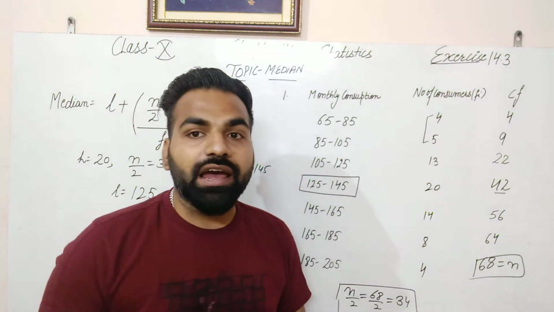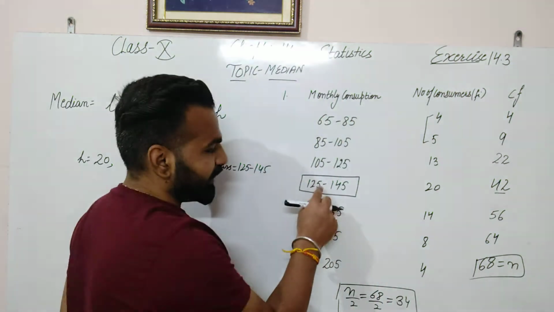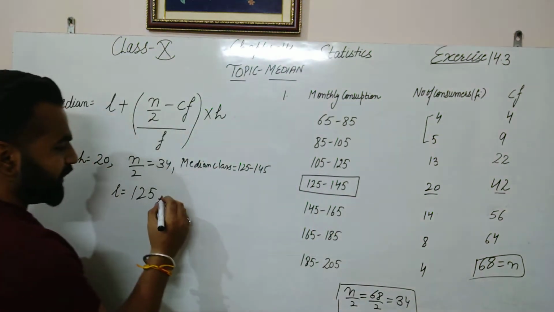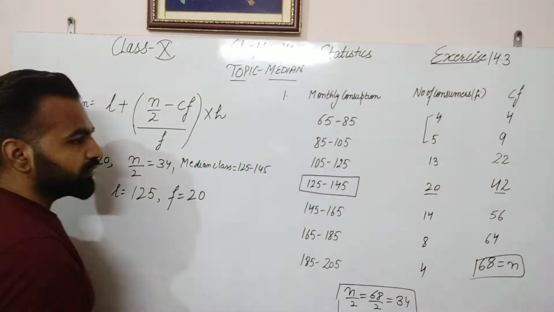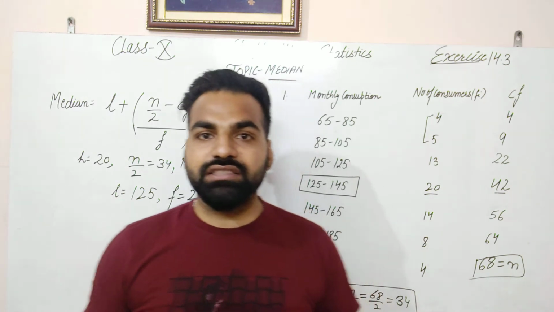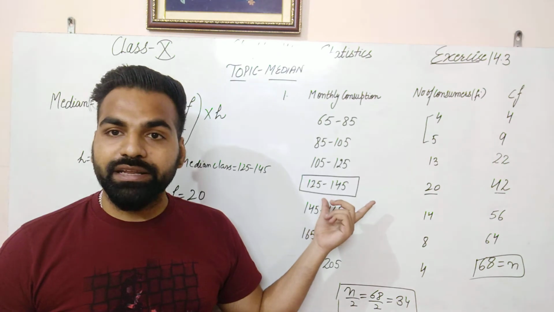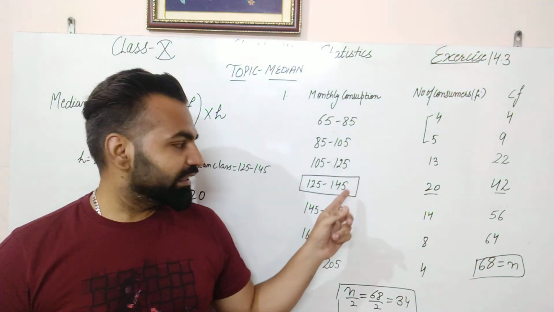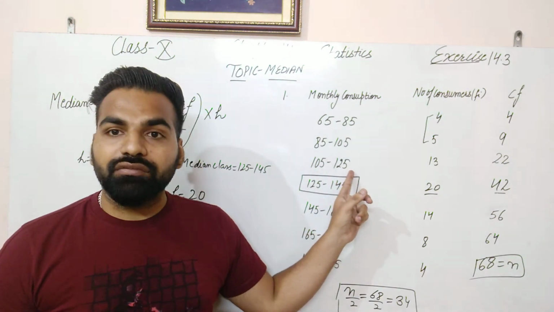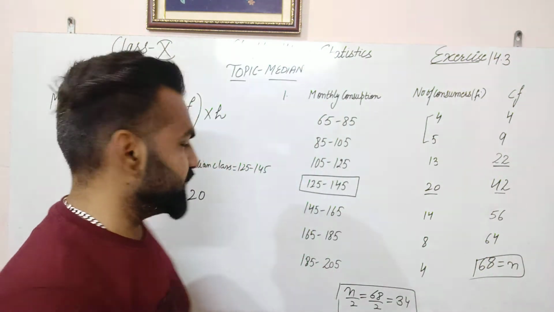What was f? f is the frequency of the median class. So check the frequency of the median class. Median class is 125 to 145. So this is the frequency of the median class. f is equal to 20. And what is CF? CF is the cumulative frequency of the class interval preceding the median class. So see the previous class interval of the median class, that is 105 to 125, and the value of CF here, that is this 22, will be the value of CF.